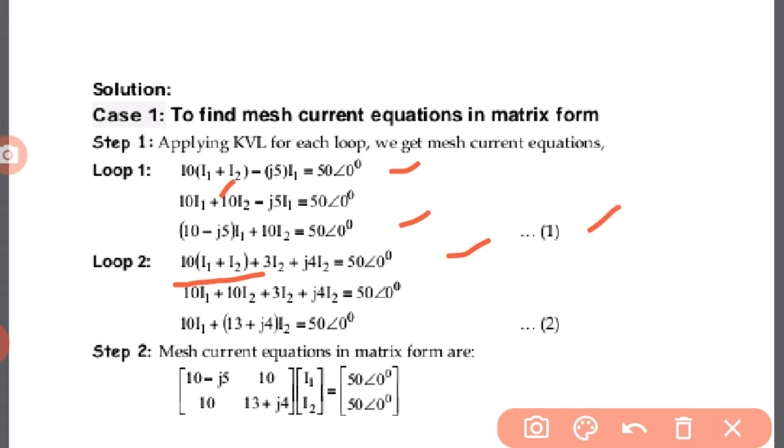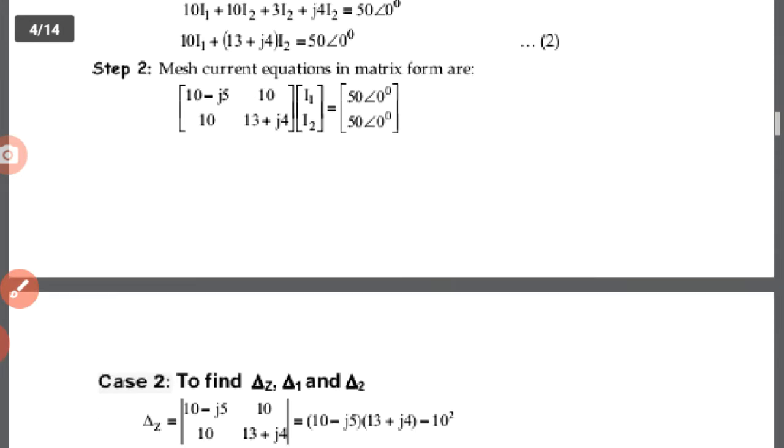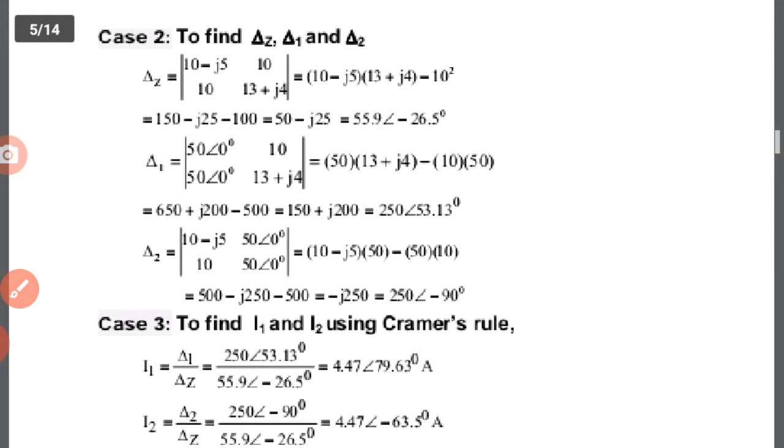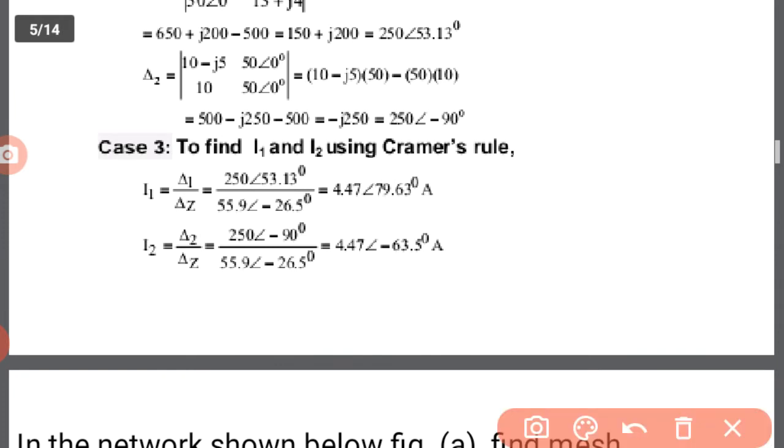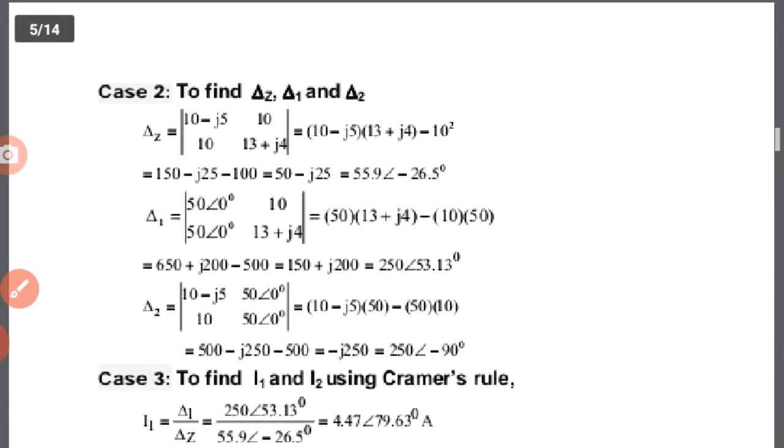After getting the equations, put them into the matrix form. After that, solve the equations, that is find delta Z, delta 1 and delta 2, and find the currents I1 and I2. I1 is equal to delta 1 by delta Z, and I2 is equal to delta 2 by delta Z. So these are simple mathematical steps up to this point.